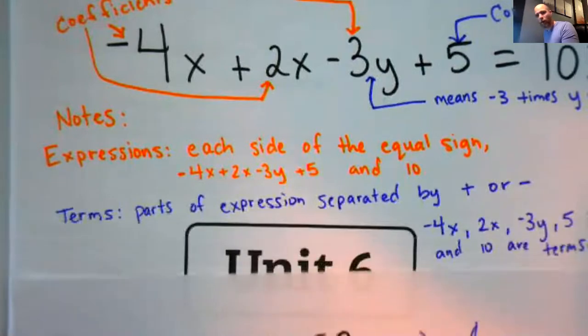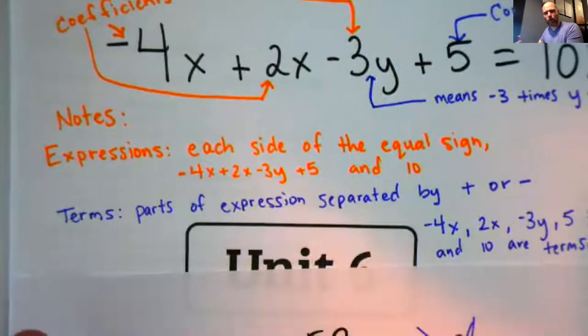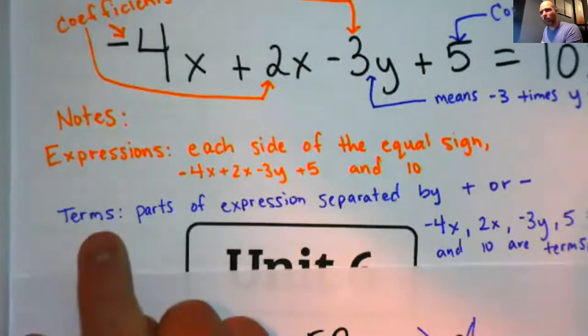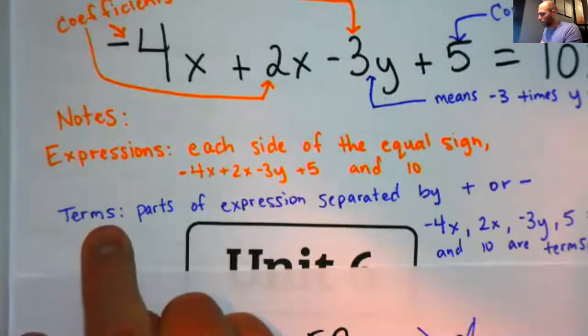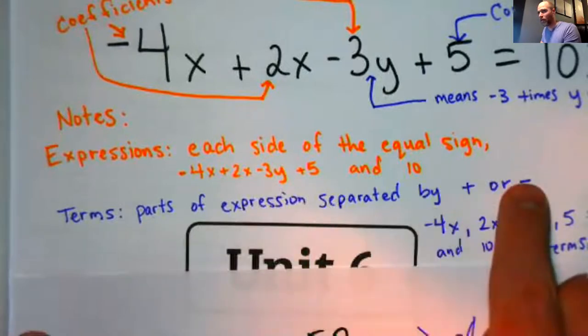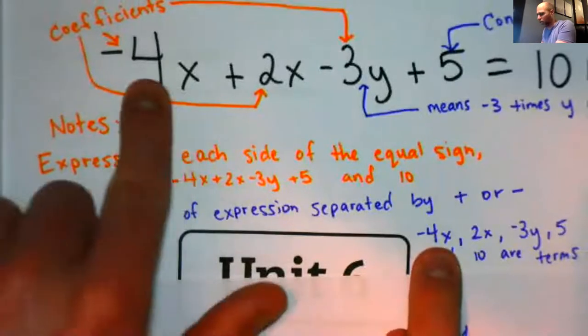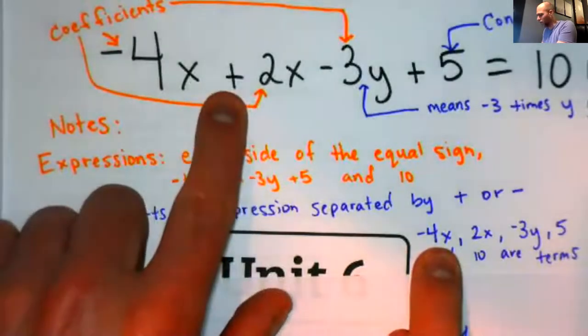Okay, so I realize I'm probably going a little fast, so I'm gonna talk about this next piece here, and then I'm gonna wait a minute before going down to the bottom half of the page. The next vocab word I need you to know is terms. Terms are parts of the expression separated by a plus or a minus. So in this case, the negative 4x is a term, right? Because it's separated from everything else by this plus sign.